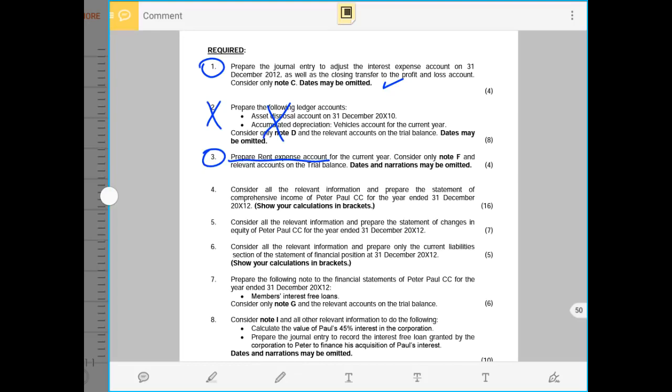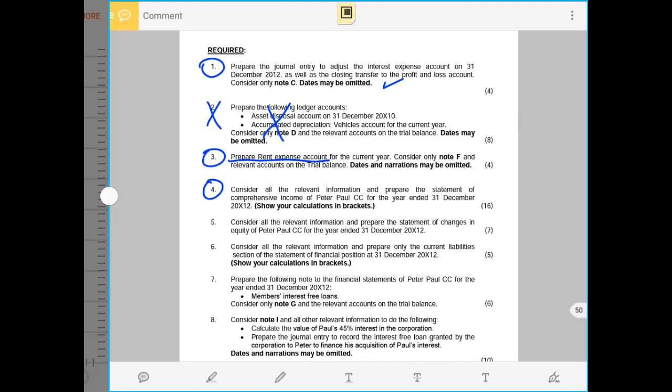Then we have requirement number 4, where we are required to consider all the relevant information and prepare the statement of comprehensive income for Peter Paul CC for the year ended 31st of December 2012. So now the statement of comprehensive income is always important.